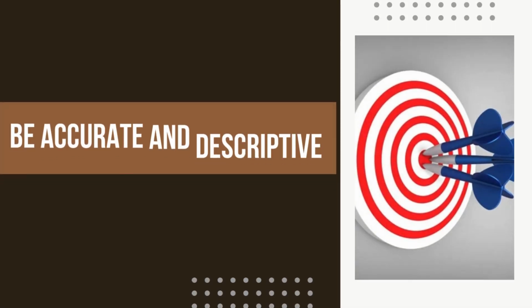Next, be accurate and descriptive. The title should accurately reflect the content and scope of your research. It needs to be accurate to allow the reader to identify the content of the work easily. It serves as an invitation and initial gateway to reading the content of a publication.